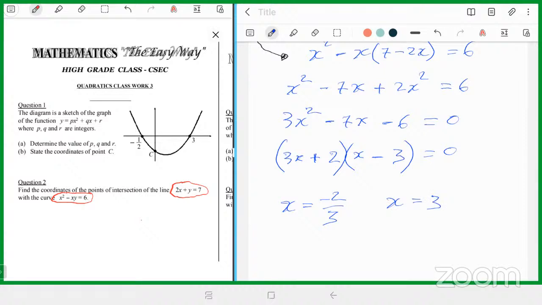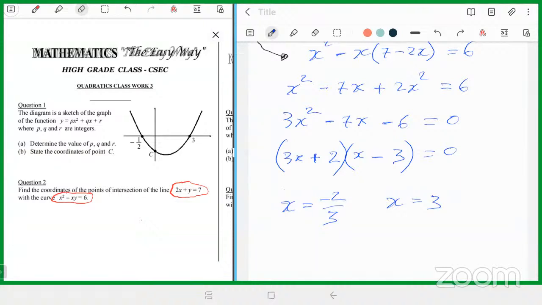So I'm not done yet, you know. All I've found so far are the x values where the line and the curve meet. Remember, we're solving the equation of a line and a curve. All right, so we are not done yet. We need to find the y value to go with this one and the y value to go with that. And generally speaking, you substitute those values back into the line equation.